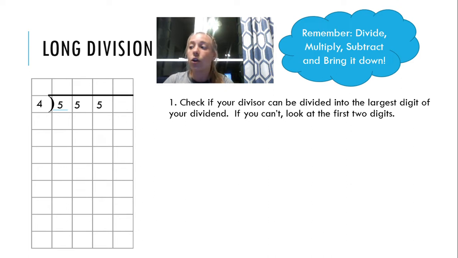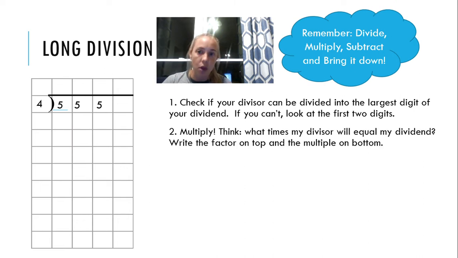If we could not do this, remember that you need to look at the first 2 digits. So if that was like a 3, we couldn't divide it because 4 is bigger than 3, so we would need to look at the first 2 digits. But since it's a 5, we can divide it, no problem. So I need to go on to step 2, which is multiply.